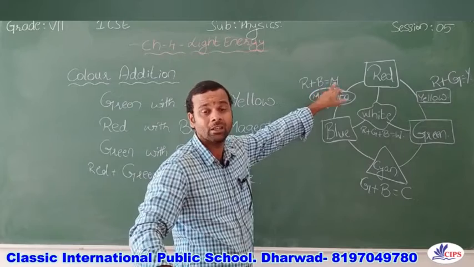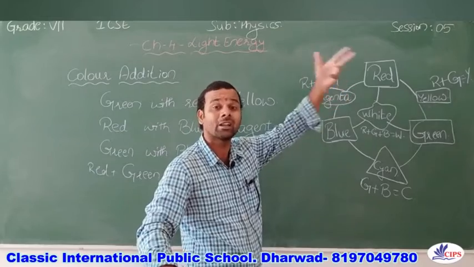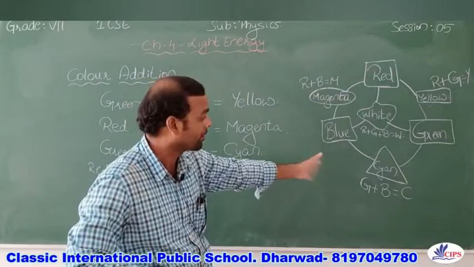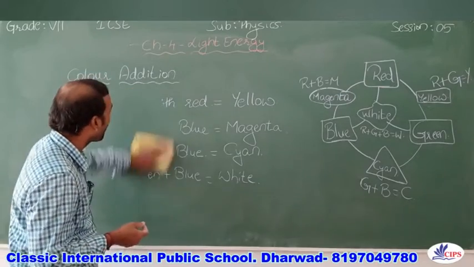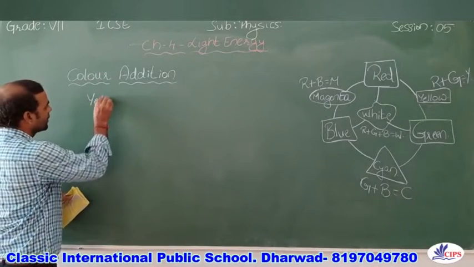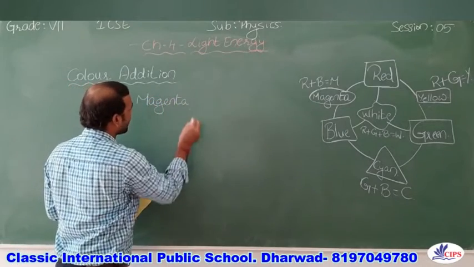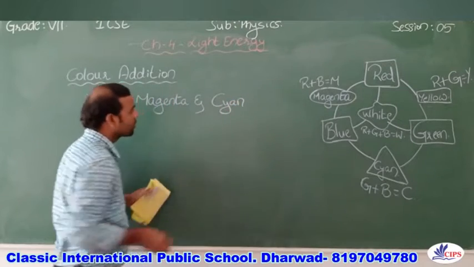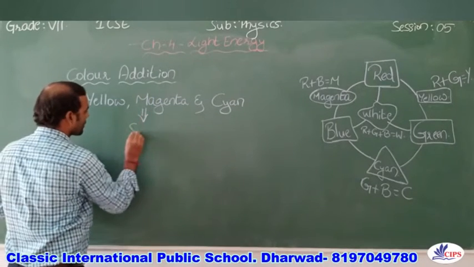Red and blue are primary colors. So two primary colors combined give a third color, magenta. Red and green together give yellow, green and blue together give cyan. So these colors which we are now observing, yellow, magenta, and the other one cyan, right? These three colors are known to be secondary colors.